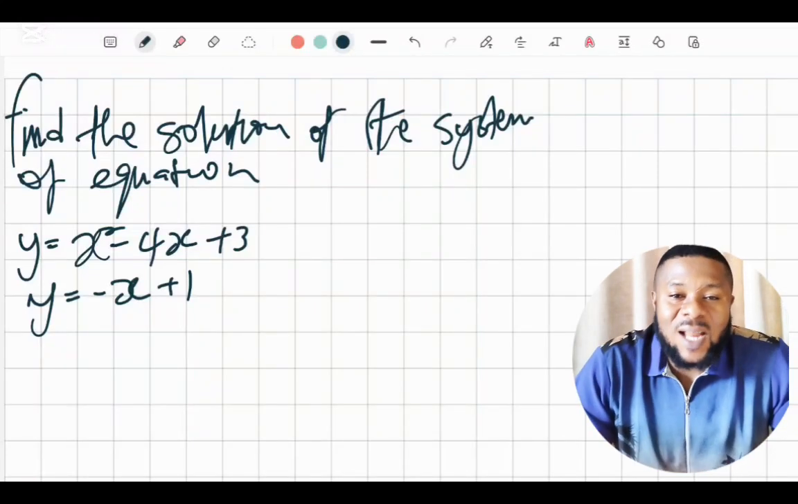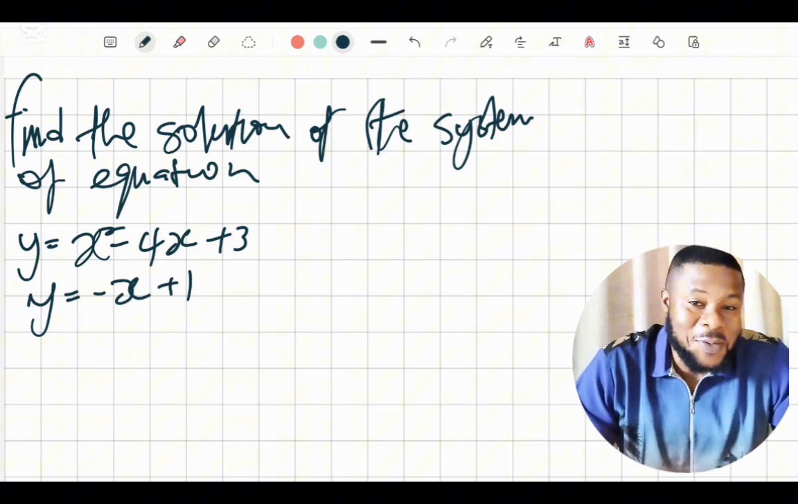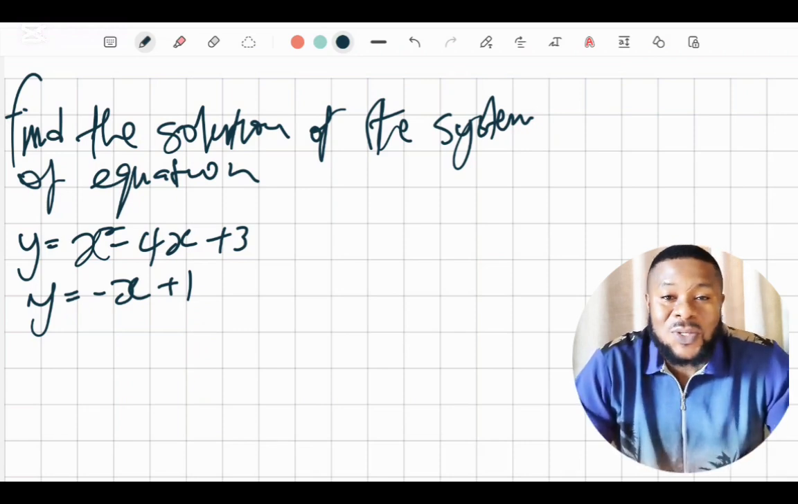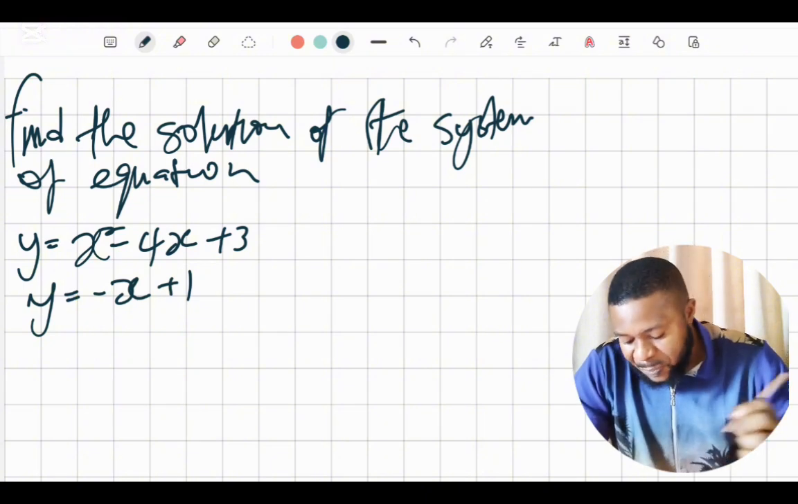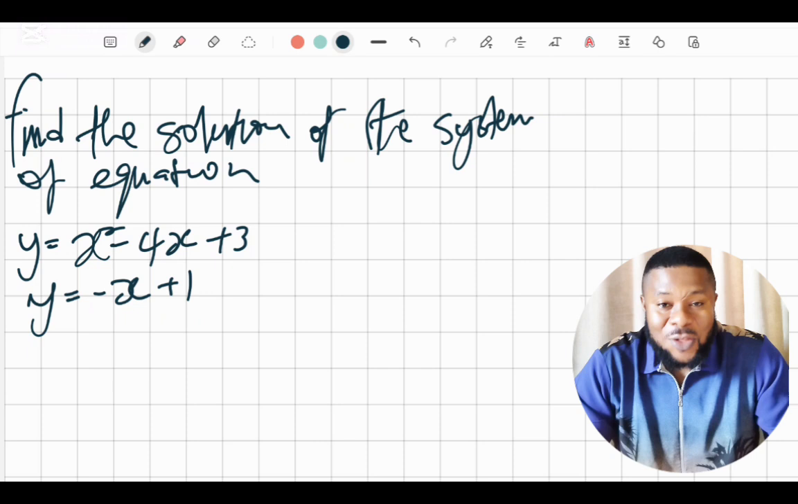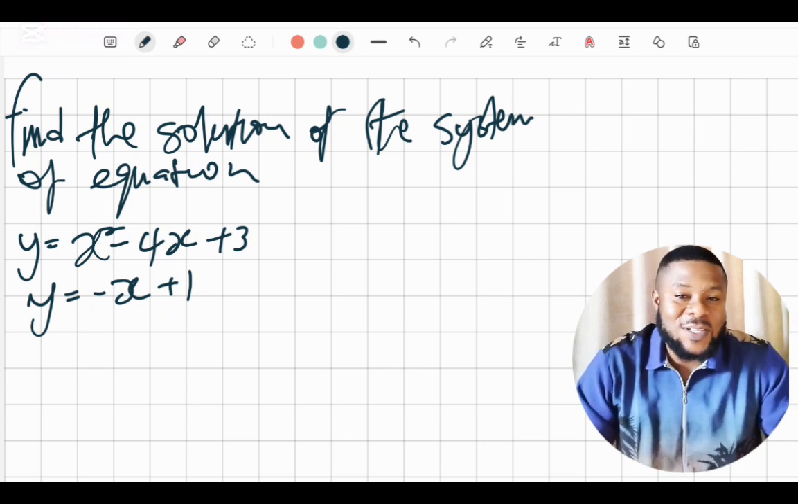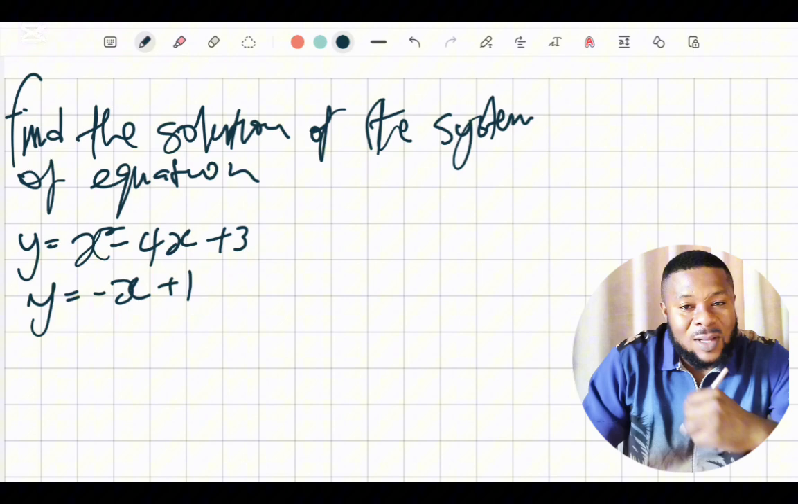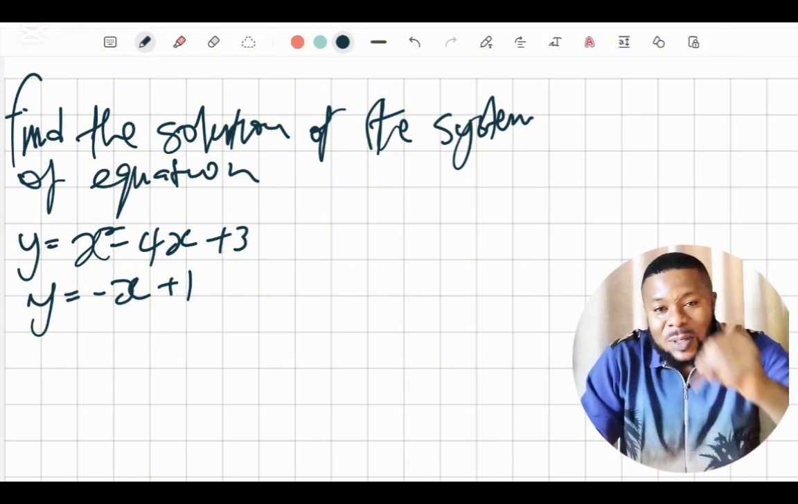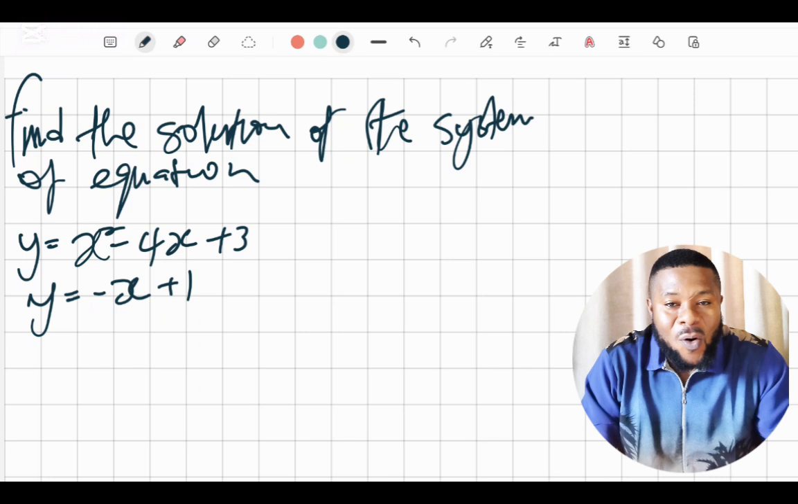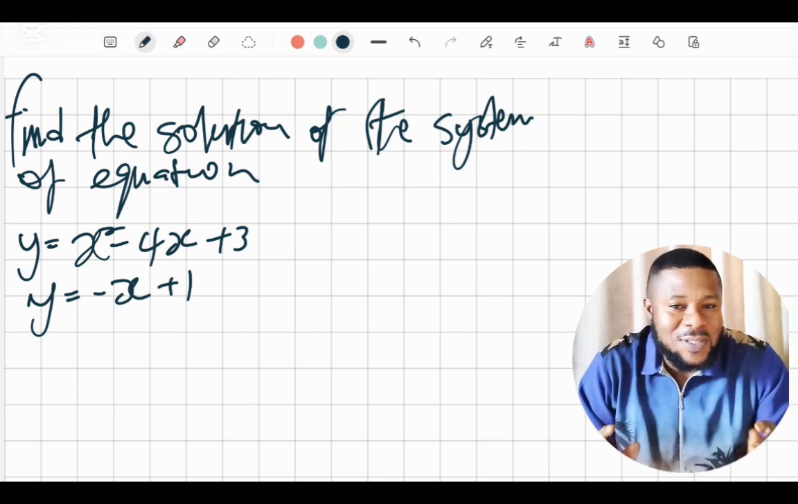In my previous class, we solved the system of equations using the algebraic method. In this class, we are going to solve another system of equations using the graphical method. Here we have a quadratic equation and a linear equation. The solution to this system of equations exists where both the quadratic curve and the linear straight line intersect. So the intersection point is the solution to this system of equations.